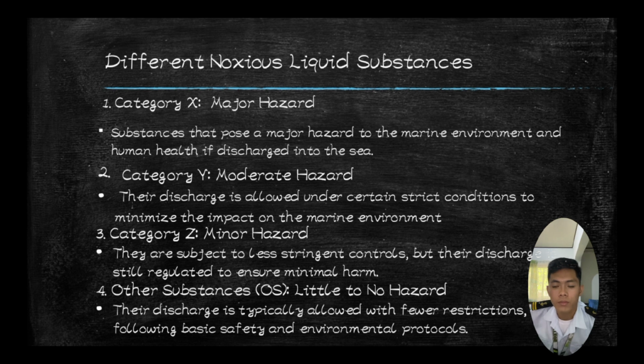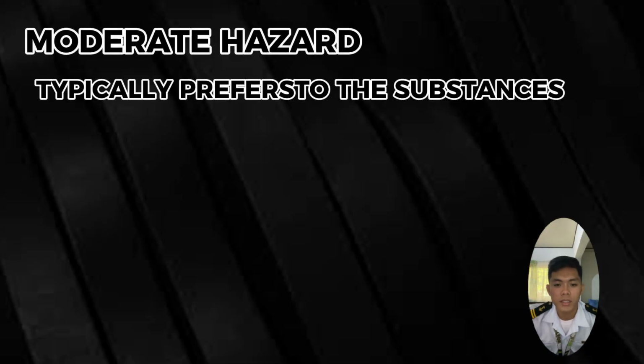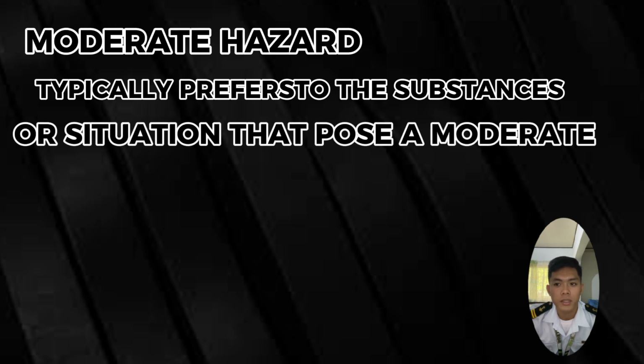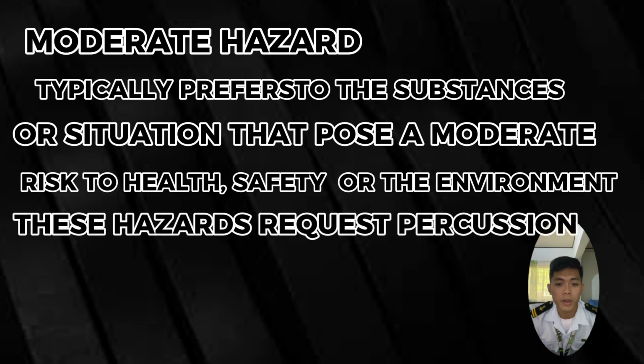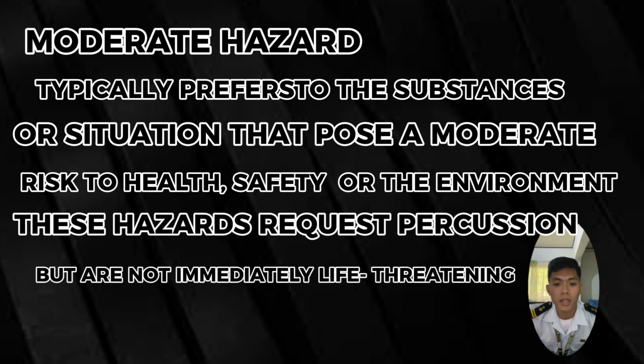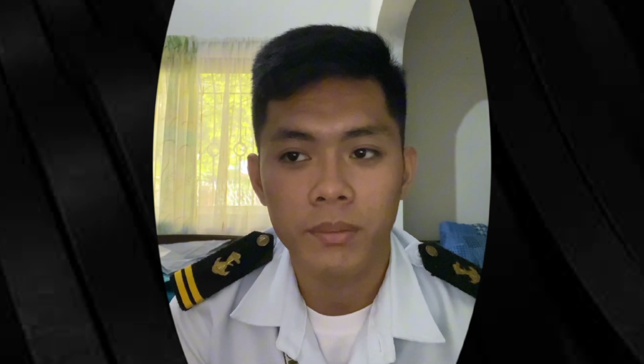Category Y. Moderate hazard typically refers to substances or situations that pose a moderate risk to health, safety, or environment. These hazards require precaution but are not immediately life-threatening. Example number 1. Chemicals. Paint thinners contain volatile organic compounds, which can cause respiratory issues and skin irritation. Proper ventilation and personal protective equipment, or PPE, are necessary when using them.